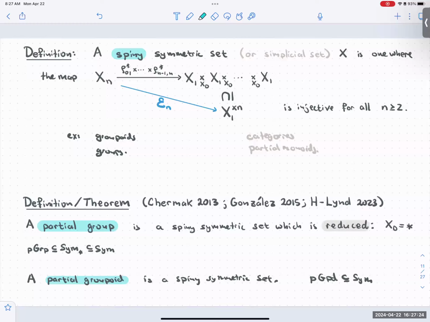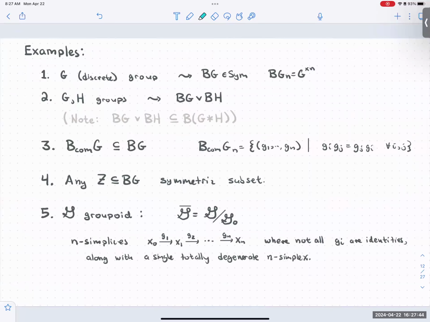Mostly because I'll probably say this, partial groupoid. That's what I mean. I mean exactly spiny symmetric set. So the multi-object version of that. Let's see some examples. First example, of course, groups. These are partial groups.